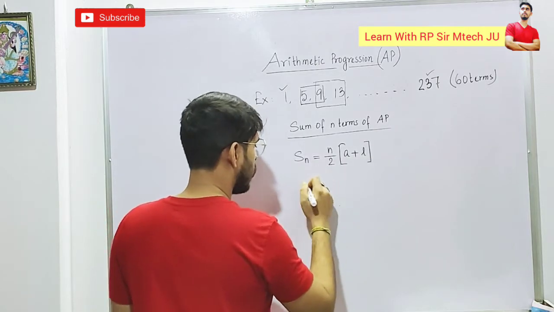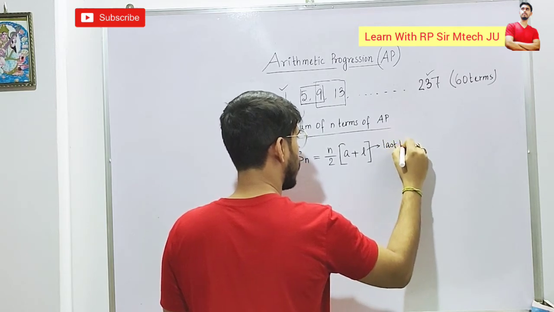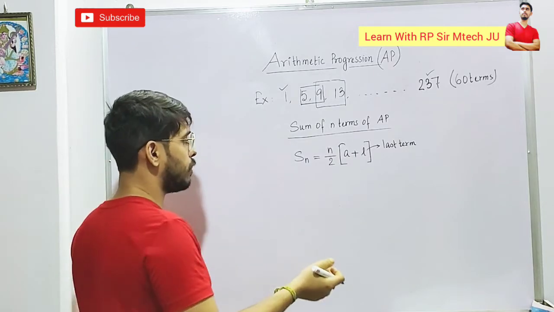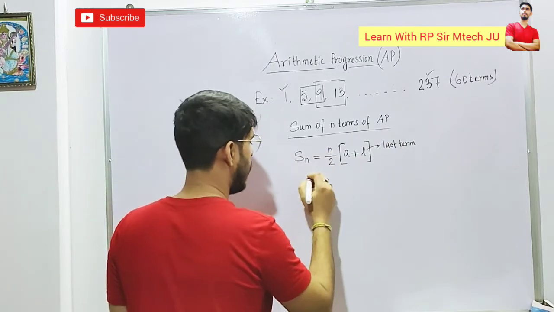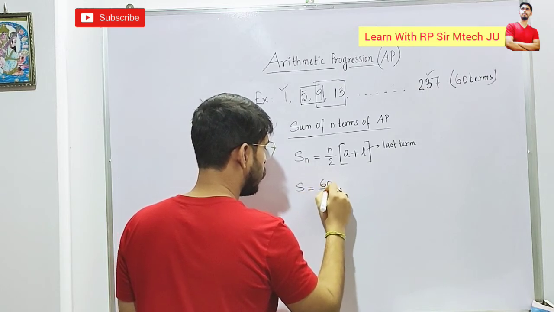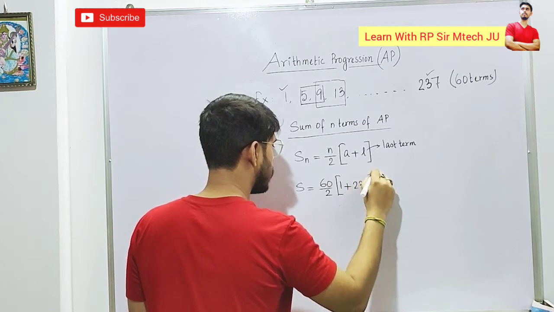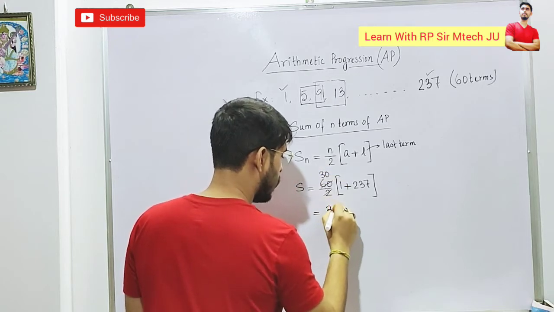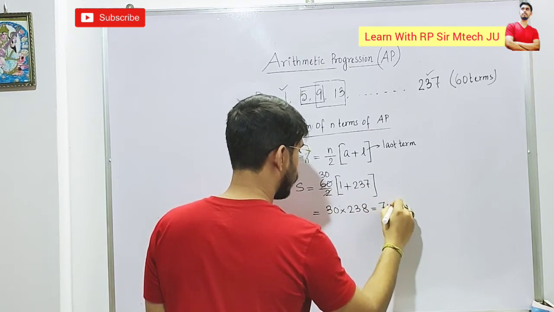So L, please note it down, that is the last term. I am only writing this one because the rest of the things I have already written. So what will be the calculation here? What is the total sum? So I know the n here is 60. So S will be equal to 60 by 2. A is 1 and this is 237, the last term. So what will be the answer? That is 30, and 30 into 238, which is again the same. It was 7140.